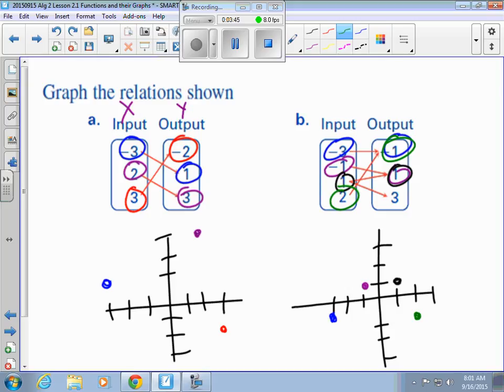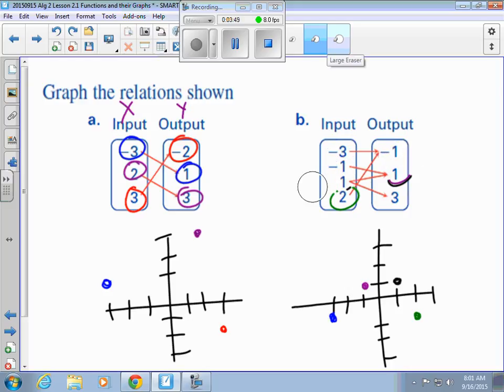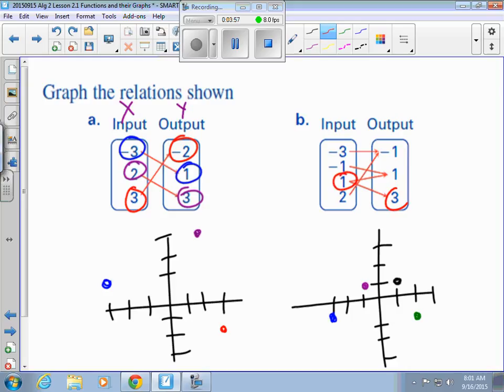We forgot one, in fact. And all that circling I did kind of made me miss it. We forgot this last one right here, everybody. Notice 1 goes to 3 as well. 1, 3. Because it had 2 arrows leaving it, which we know makes it not a function.